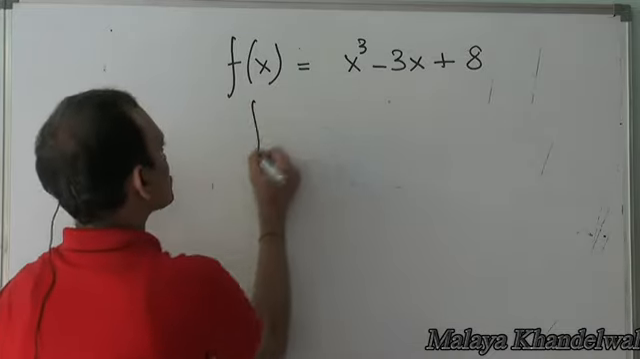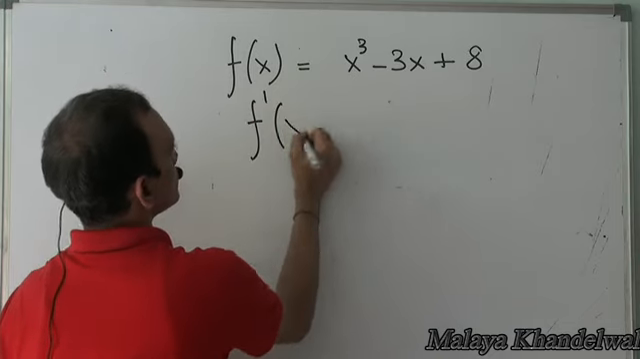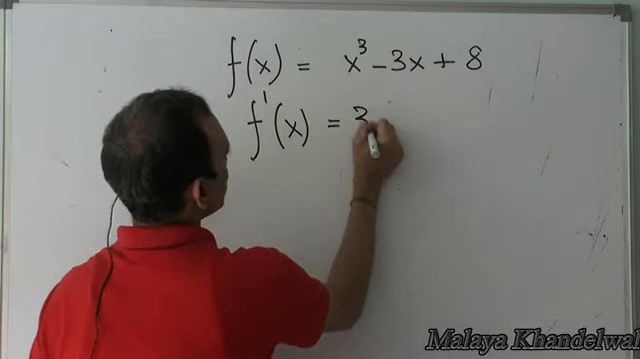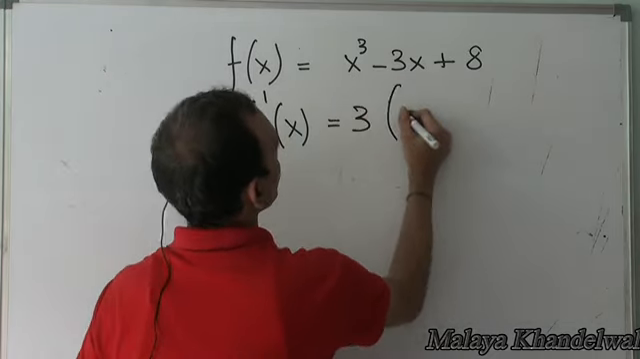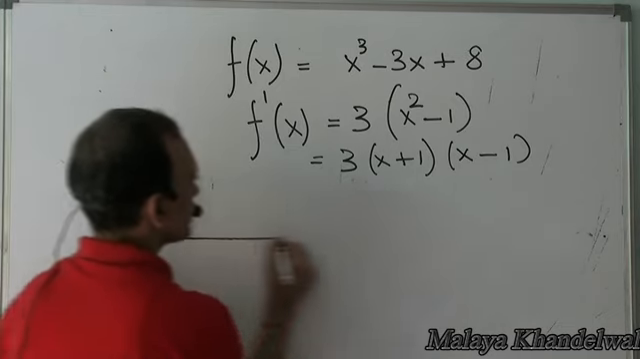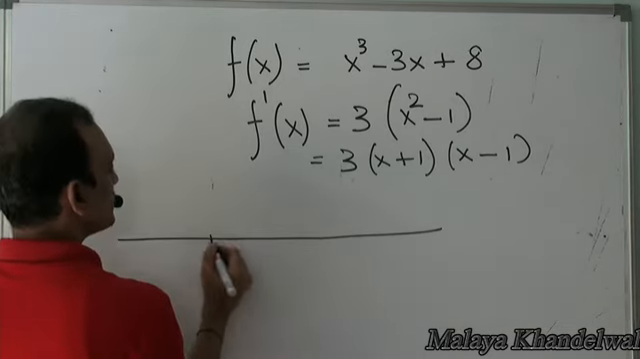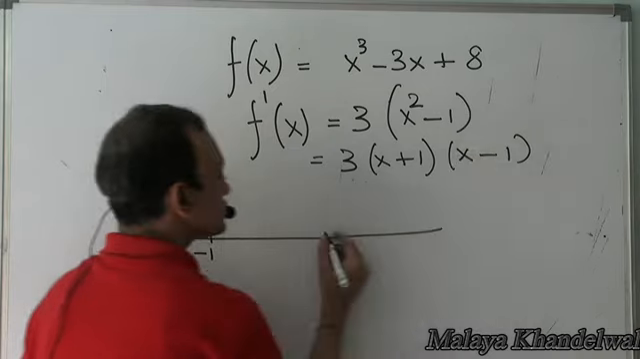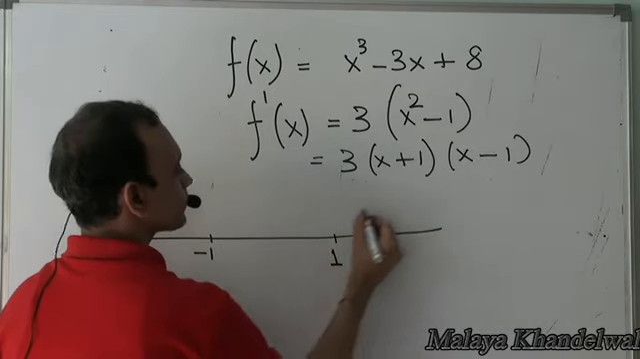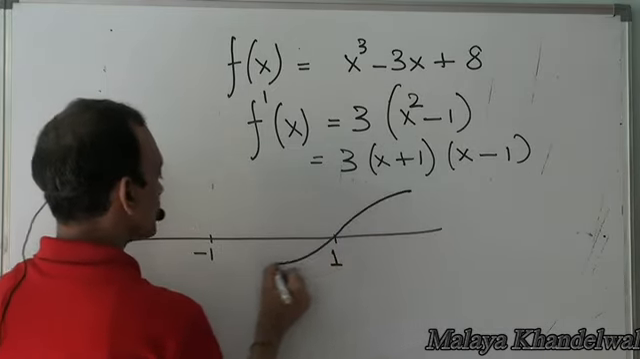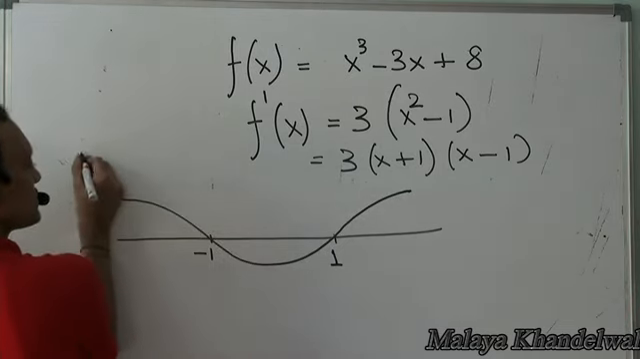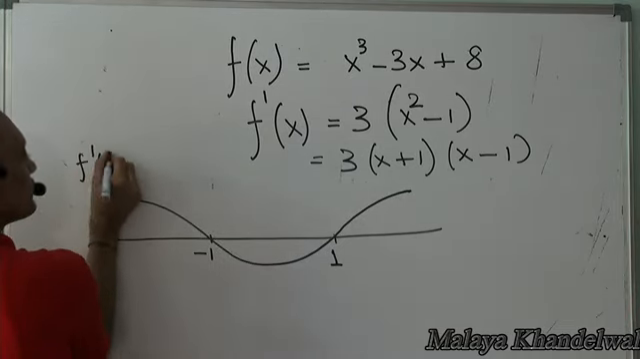Look at f dash x. f dash x is 3 into x squared minus 1, which is 3 into x plus 1 into x minus 1. Now as far as the sign scheme of f dash x is concerned, you can obtain that from what's referred to as the wavy curve method. The nodes are minus 1 and plus 1. This is the wavy curve for f dash x, the scheme of signs for f dash x.